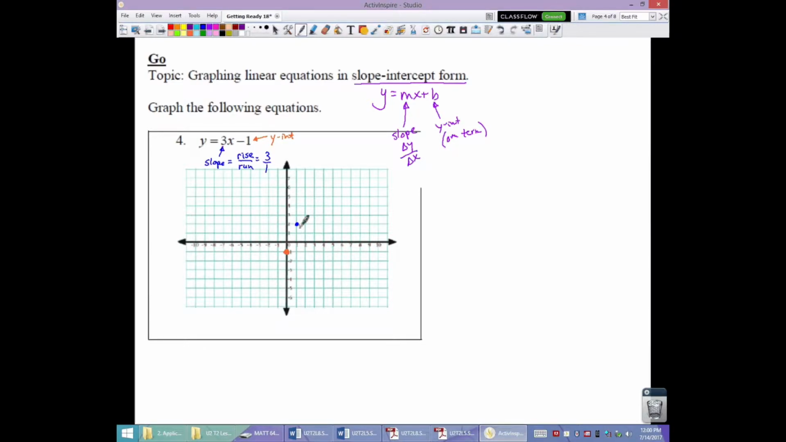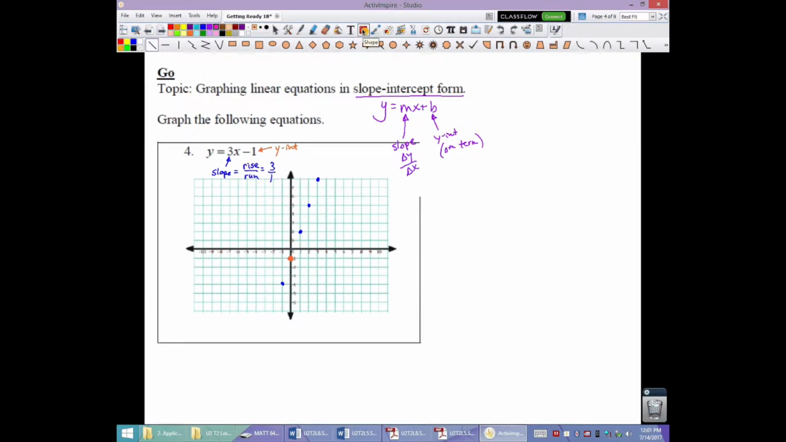Now 2 points is enough to make a line. Depending on how neat you are, though, you might want to go another. Rise 3 more, run another 1. Rise 3 more, run another 1. Could also go in reverse. Down 3, left 1. Then take your straight edge and make your line.